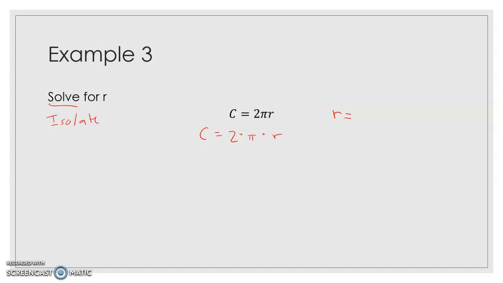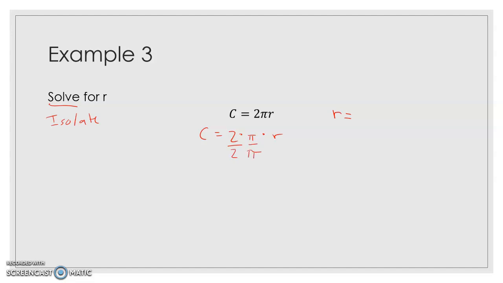Well, pretty easy money here. What is the inverse operation of multiplication? Well, it is division, and we're going to use that division property of equality. I'm going to divide by both 2 and pi. I can divide that whole package. I don't have to divide separately.